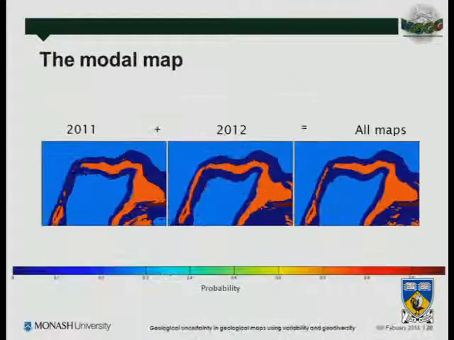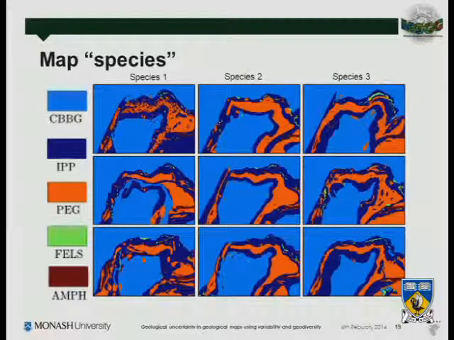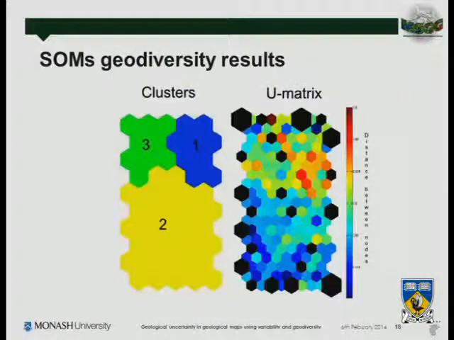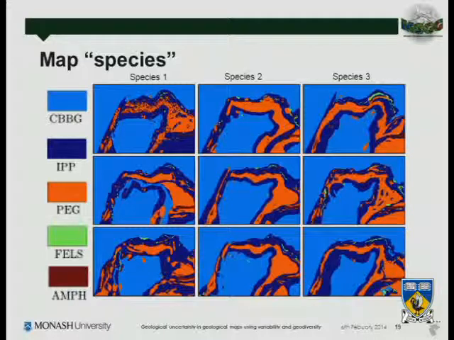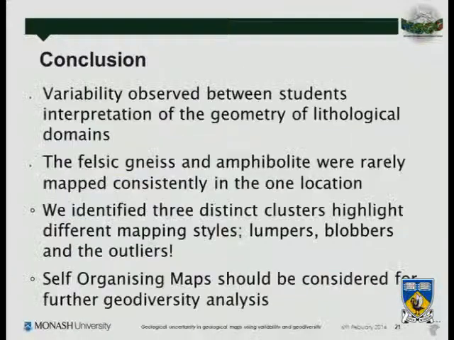So I'll show you the mode map again, and if we go back to the species, I think that it looks very similar to species 2. So species 2 was this one here, which is classifying most of the maps. So that's what you'd expect, that the majority of the maps are contributing to the mode.